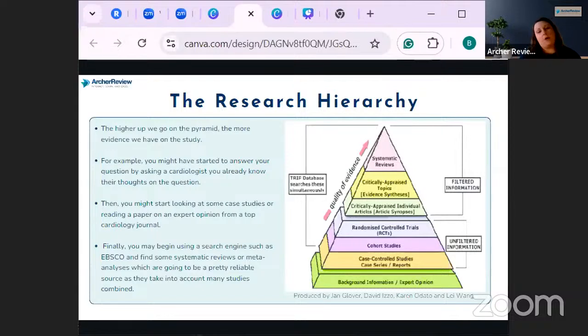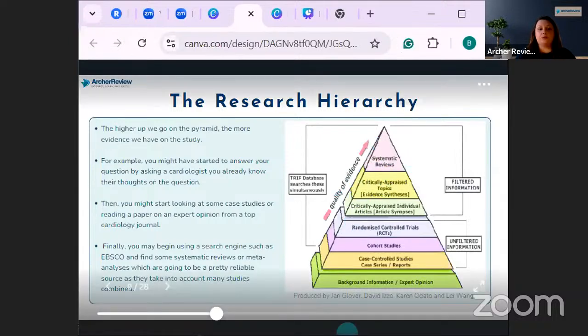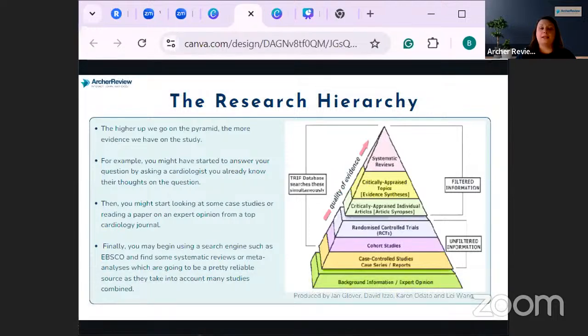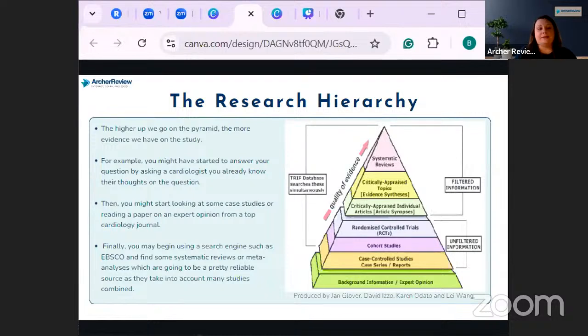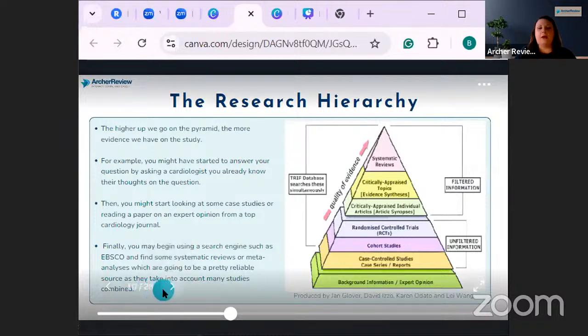So again, the main takeaway I want you to think about here is that the higher up you go on the pyramid, the more evidence we have, because there are multiple things combined. Also, you have to start somewhere. So maybe you start with the things that you do know, i.e. a cardiologist you work with. Then you're going to look at the case studies, read a paper on an expert opinion here in the middle, and then you'll start with your search engine to get that filtered information. And again, continue to work your way up. That's kind of how my brain looks at it. Yours might look at it differently, and that's okay. I want to try to present this information to you in a variety of ways.